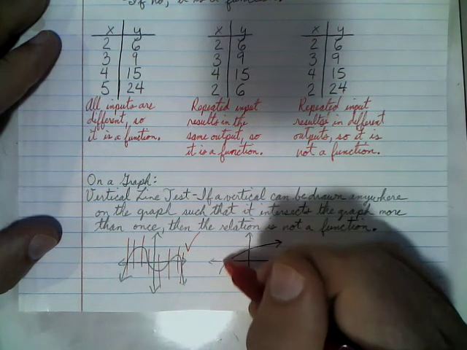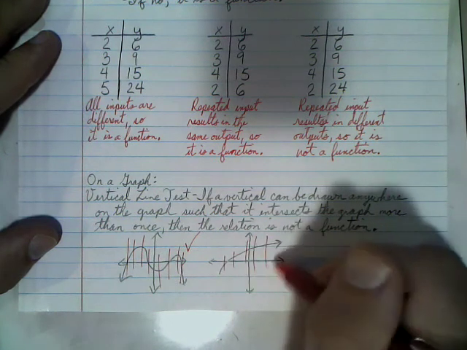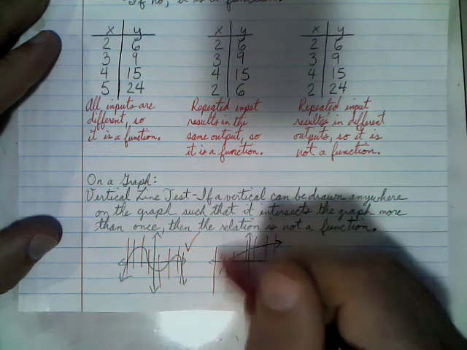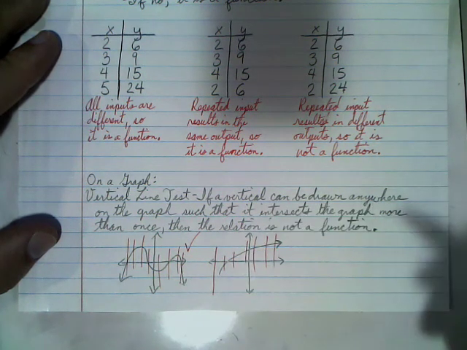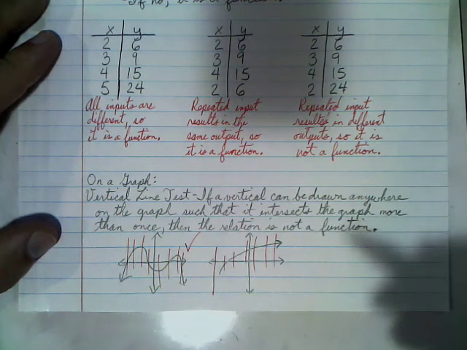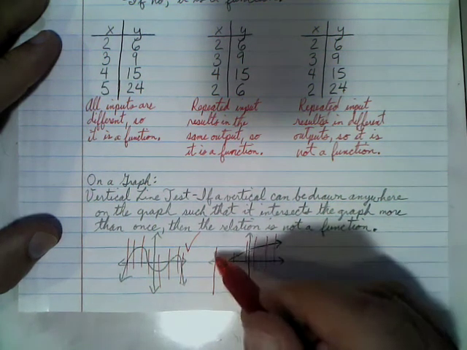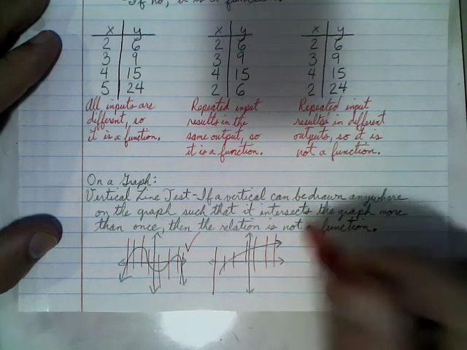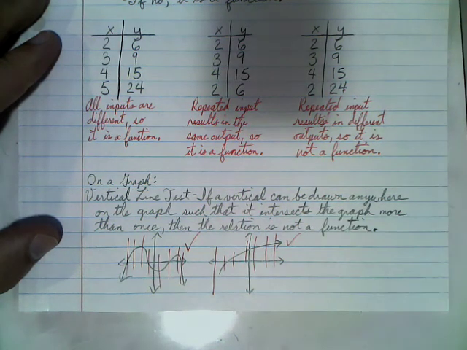Well, vertical line, vertical line, vertical line, vertical line, vertical line, vertical line. Nowhere there. Now over here, it doesn't hit at all. That's okay. We're just looking for anywhere where it hits more than once. So it can hit not at all. It can hit once, it just can't hit more than once. So this actually would be a function.